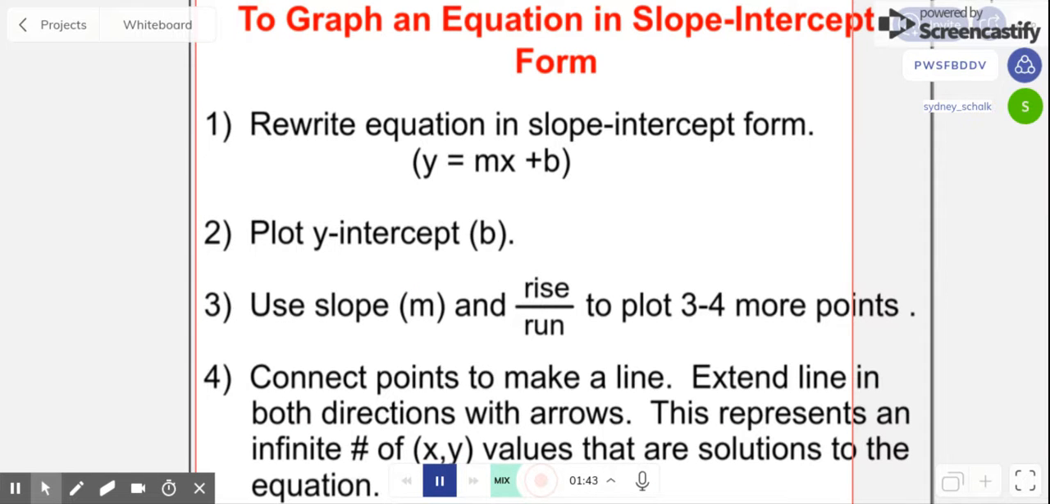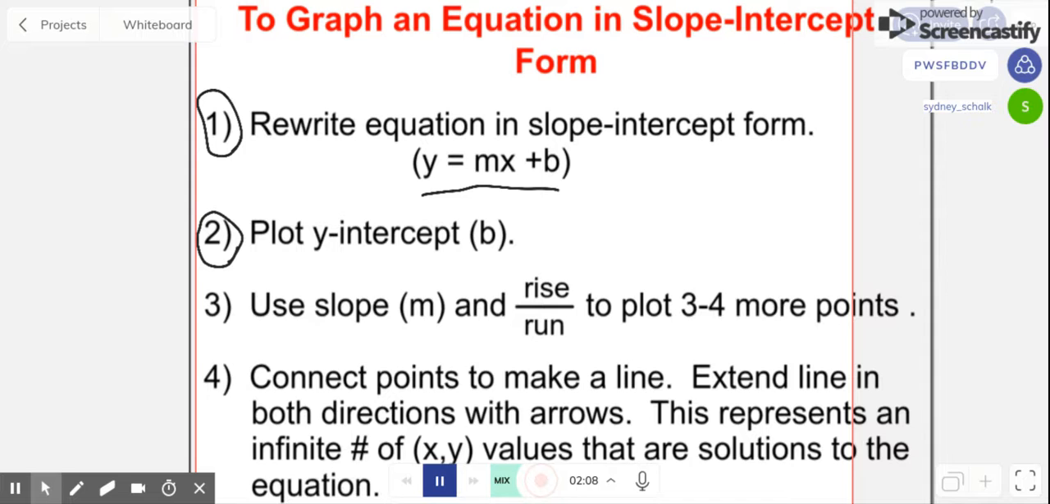So taking a step backwards, we're going to look at graphing an equation in slope-intercept form. So the very first step is to look and say, is my equation in slope-intercept form? Is it in that y equals mx plus b? If it is, then you can move right on to number 2. If it is not, that is the very first step. You have to rewrite the equation just as we did in that last example, and then we can move on to number 2, where you just plot your y-intercept.